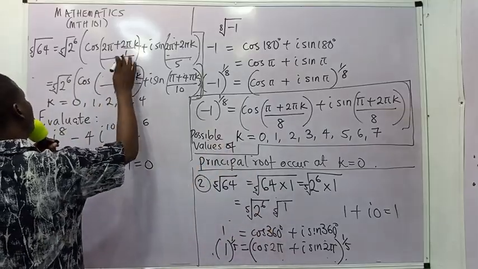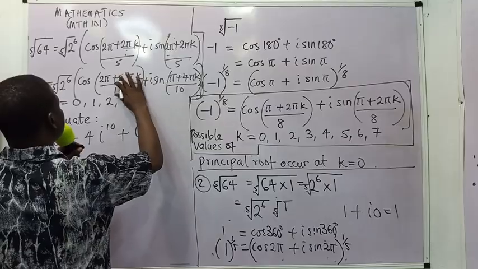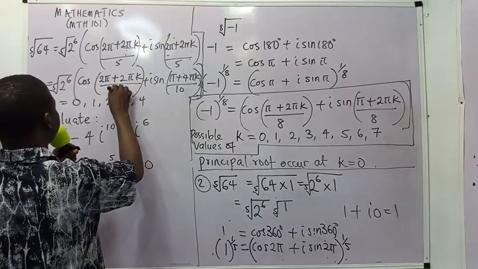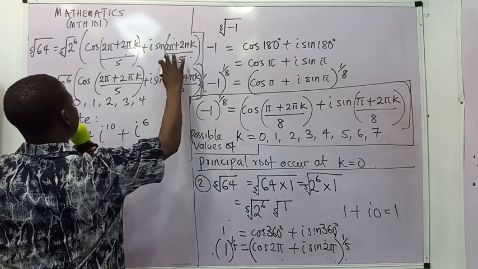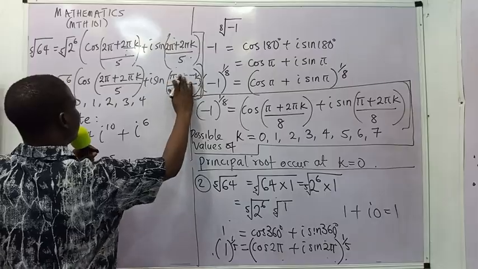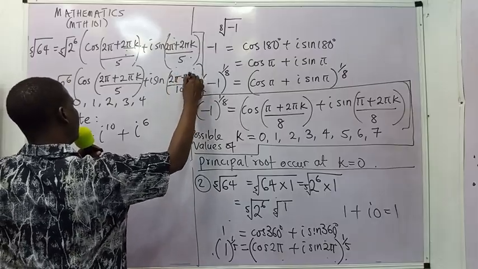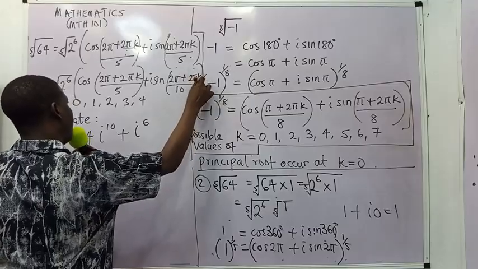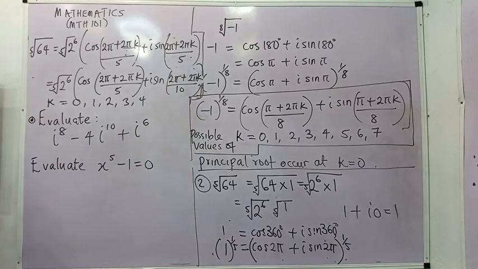So this one should be 2. This one will be what? Then this one will be 2. Here will not be 5. Here will still remain as 5. Then here will be 2 plus 2 pi k. Sorry for the mistake. So this one will be correct like this now.